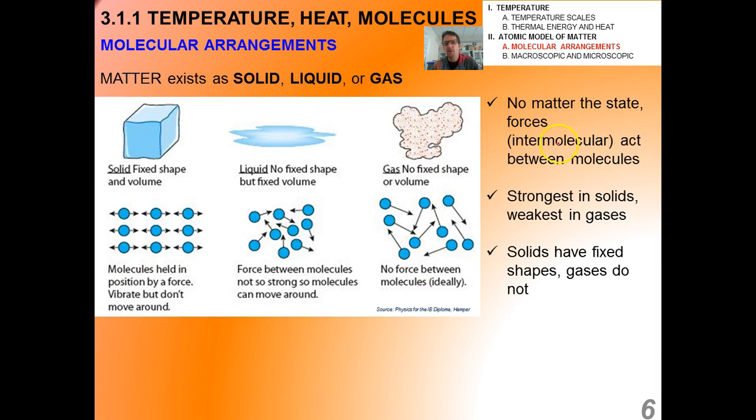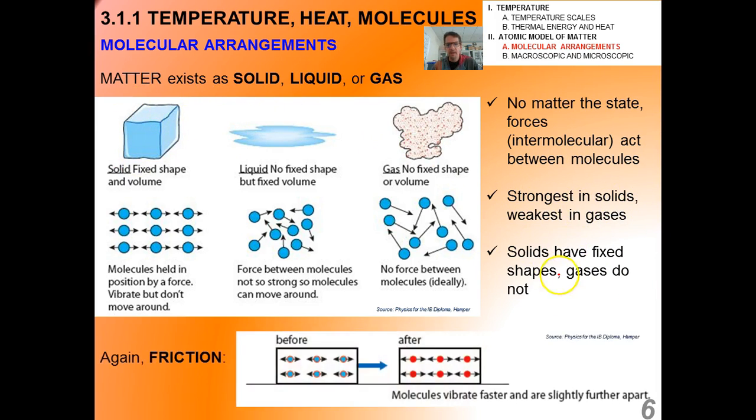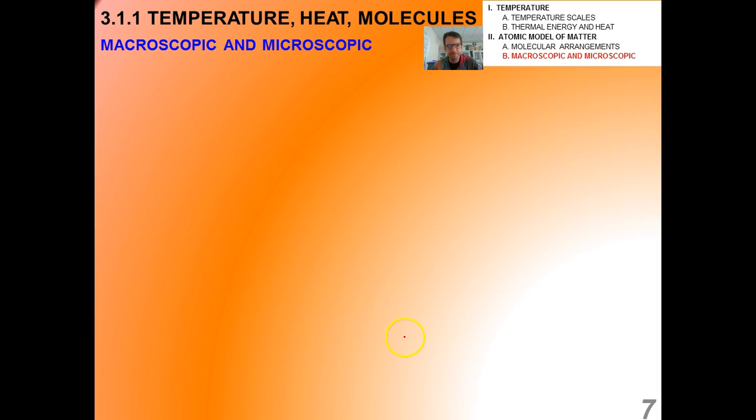Okay, no matter what the state, intermolecular forces act between the molecules. These intermolecular forces are stronger in solids, weaker in gases. That's why solids are rigid and held tightly, and so forth. And again, for friction, when two objects rub past each other, the molecules actually vibrate faster and faster and are slightly further apart. And that's why when things heat up, they actually slightly expand.